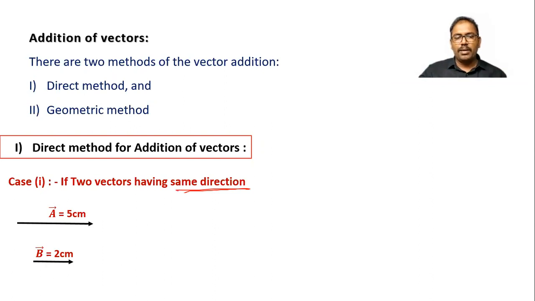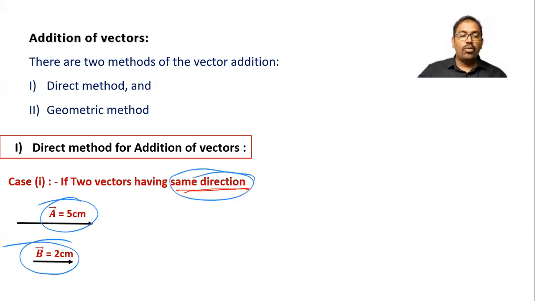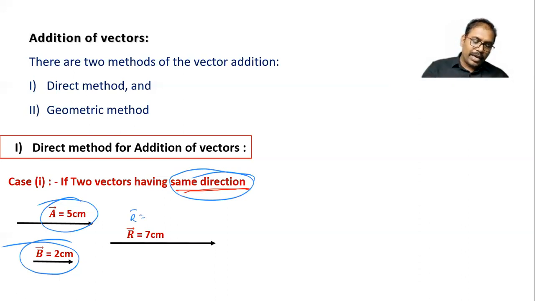Consider one example: vector A bar, as you can see in the diagram, has a magnitude of 5 centimeters and a direction. B bar has a magnitude of 2 centimeters, and its direction is the same as the direction of A bar. So they have the same direction. Then how do we add? You can add them directly. So R bar is equal to A bar plus B bar. A bar is 5 centimeters, B bar is 2 centimeters, 5 plus 2 is 7. So R bar is 7 centimeters.